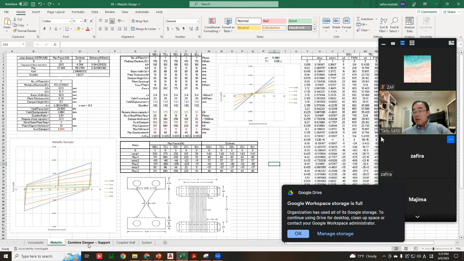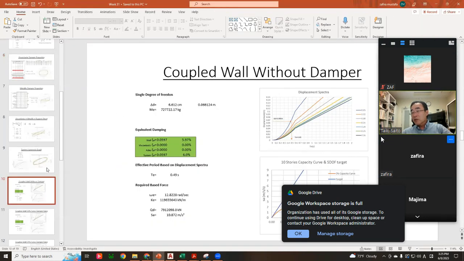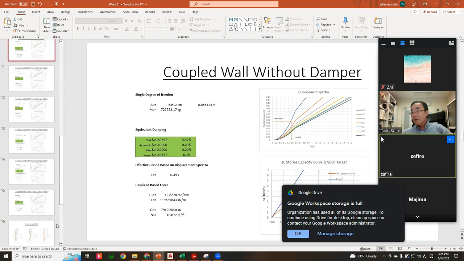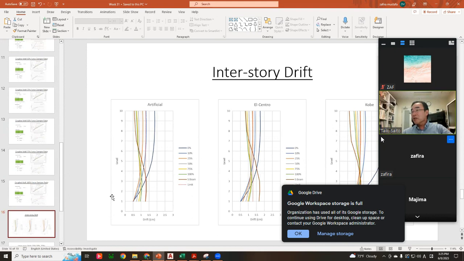And did you calculate the response of the coupled wall with dampers? Yeah. You mean this one? Yes, Sensei. So this without dampers? No, I'm asking about the time history analysis. Yes, this one. Could you draw the hysteresis of the damper?